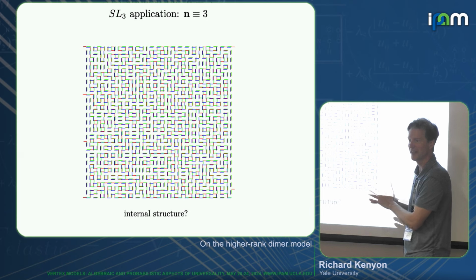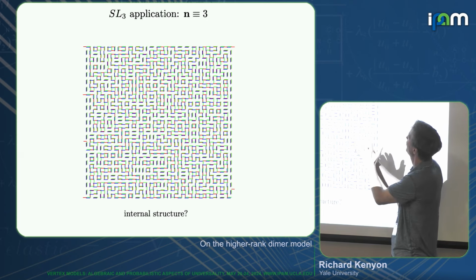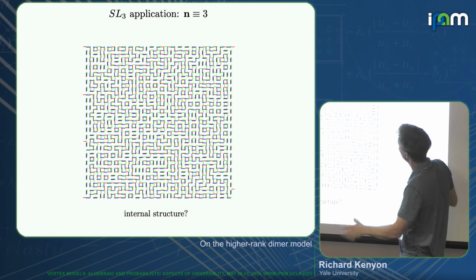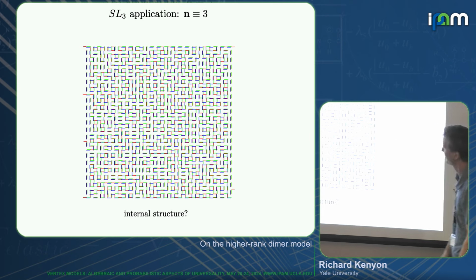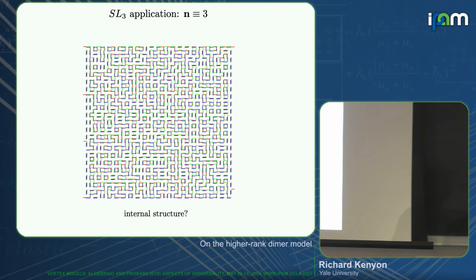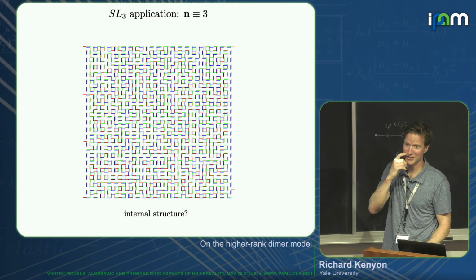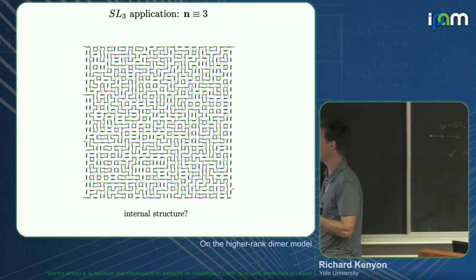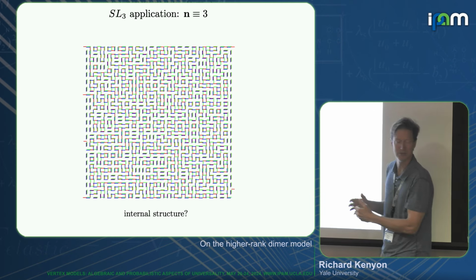Let's go to the SL3 now. This is the picture you saw. What do you do with SL3? Because when I superimpose 3 dimer covers, it's just kind of a mess. You don't see any large-scale structure. Everything is connected. SL3 has some magic property which allows you to reduce, which is a notion of reduced web.